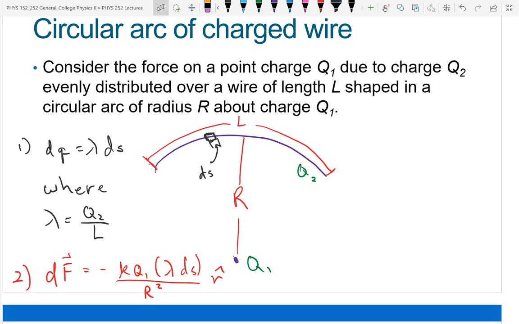Is it another variable? It's not a variable, but the direction changes depending on what part of this you're on. And so the force directions change. Yes, I'm going to have to break into components to figure this out.